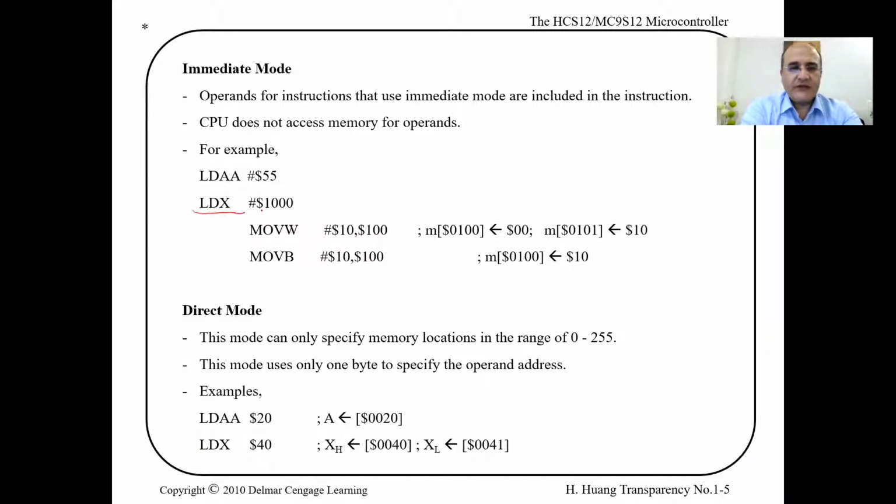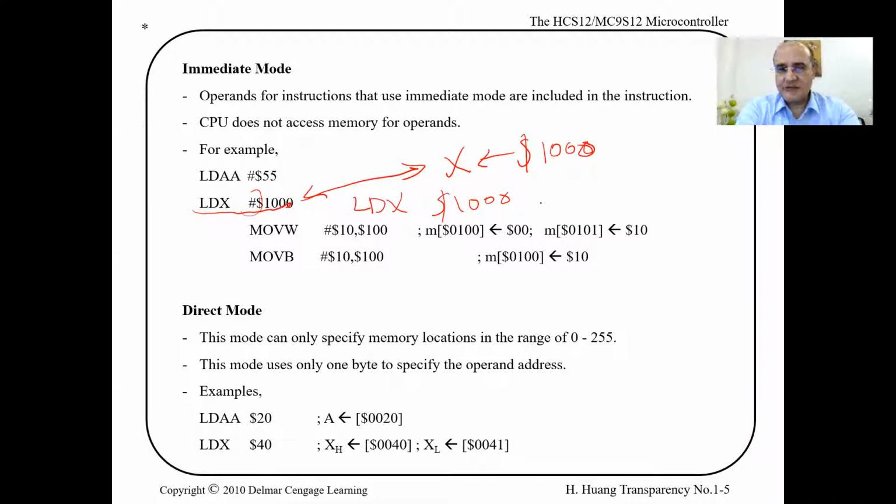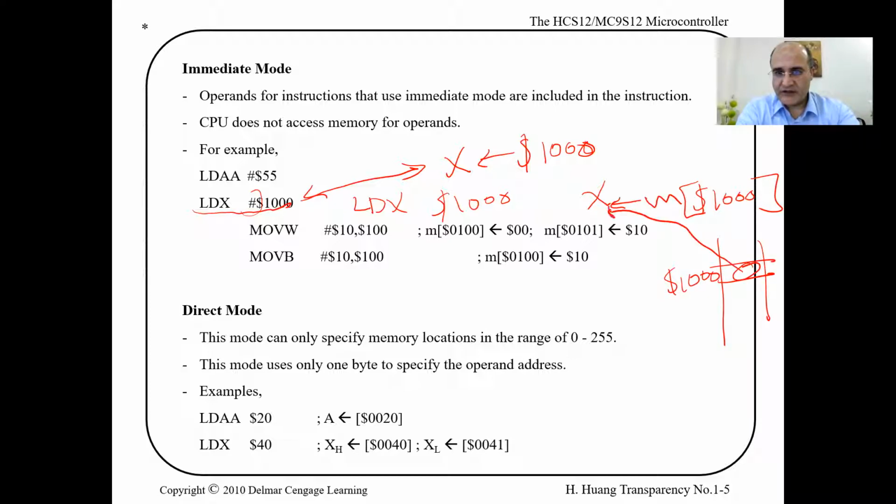Load X immediate 1000. It's just going to put in X immediately the hexadecimal number 1000. So that's how I'm going to represent it. If I don't put this number sign, if I say load X 1000, it's not immediate. This would go to memory address 1000, bring the operand inside this memory location and put it in X. So it's going to go to address SRAM 1000, get whatever is in there and put it in X.